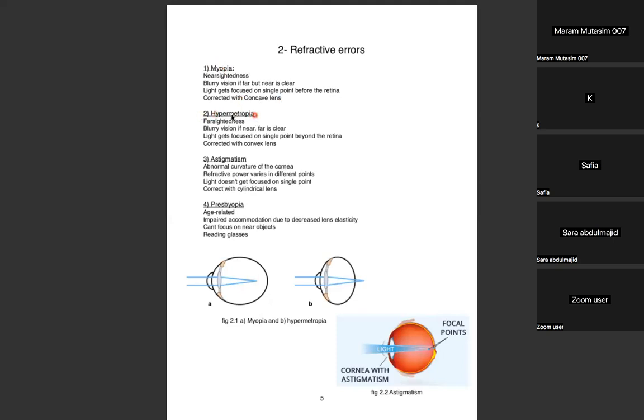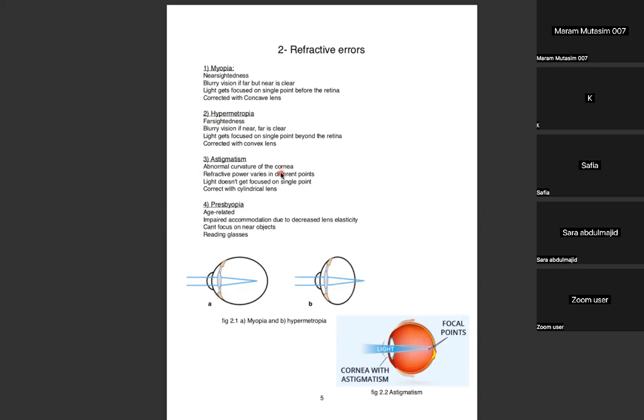We have hypermetropia, which is the opposite. Farsightedness is blurry vision for near things, but far is clear. And here the problem is that light gets focused on a single point beyond the retina. So light actually gets focused badly; it misses the retina. And here we give them a convex lens. So you have to know the difference between myopia and hypermetropia. Myopia, nearsightedness: you can see what's near because light gets focused before the retina. While hypermetropia, farsightedness: light gets focused after the retina.